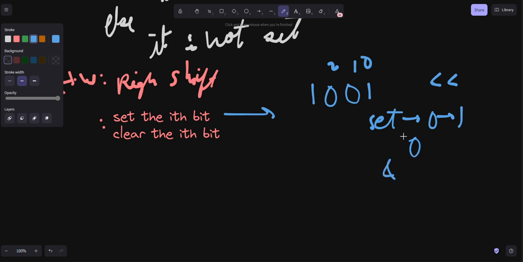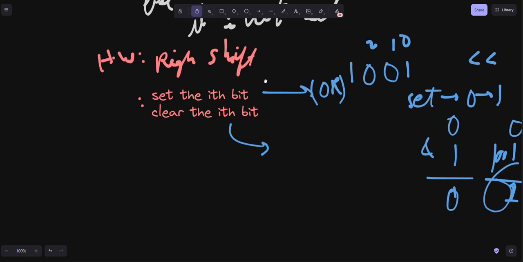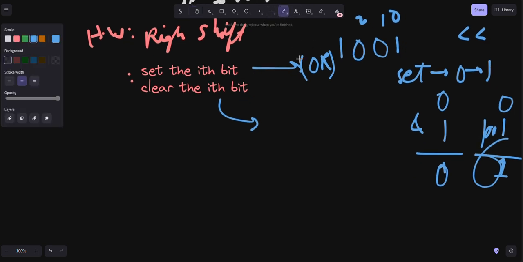Can you do AND operation with this? If you do AND operation with 1, what will you get? 0. But what if you do OR operation? You will get 1. So basically here it's the same thing. You need to do the OR operation here. That's all. Easy, right?